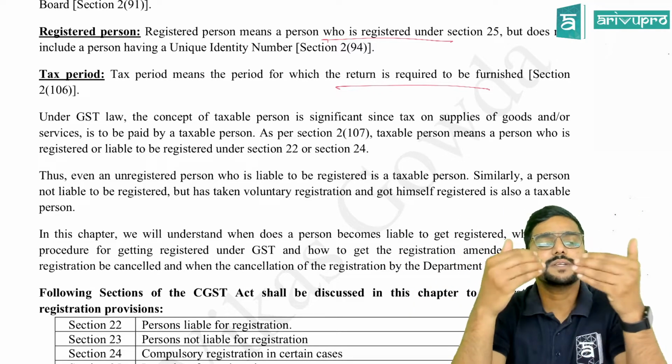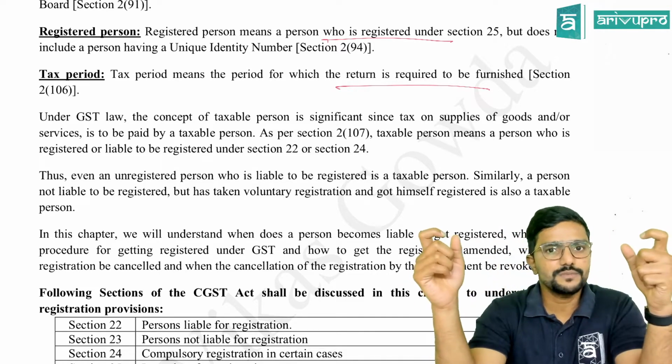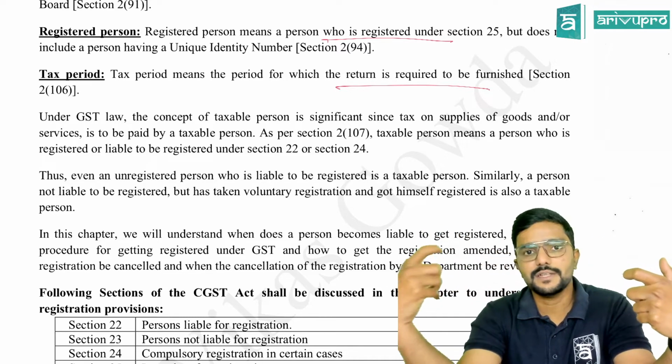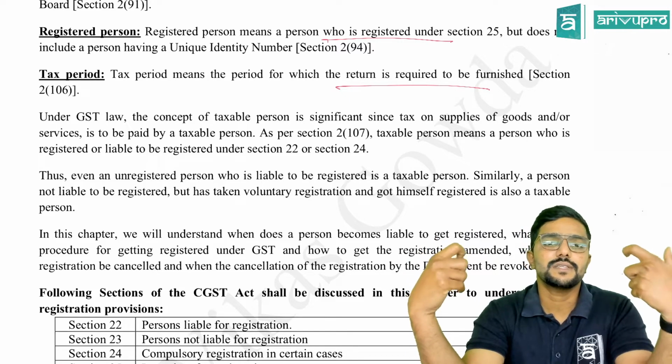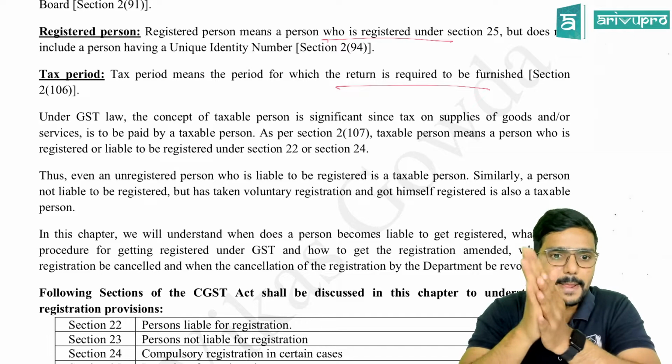Whereas the person paying under section 9 has two options. He can file the return monthly, or he can file the return quarterly under the QRMP scheme. So in that case, the tax period will be either monthly or quarterly, as the case may be.